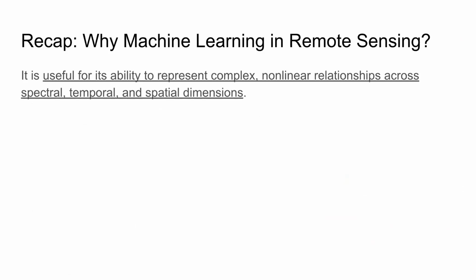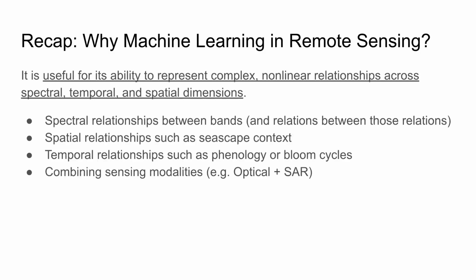We use machine learning because it allows us to represent complex nonlinear relationships across all the dimensions we care about. You can imagine that's building relationships between bands. Maybe there's a spatial context you really care about, like in a seascape, or chlorophyll patterns or sea surface temperature patterns that are really hard to come up with an encoding for on your own. You can encode it with this. You can learn temporal relationships. You can combine sensing modalities. You can put everything you want into those first neurons and predict whatever you want.